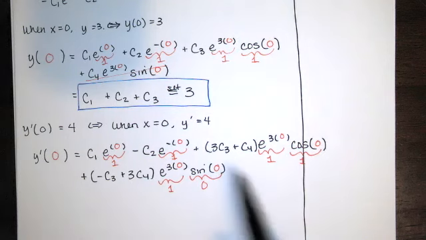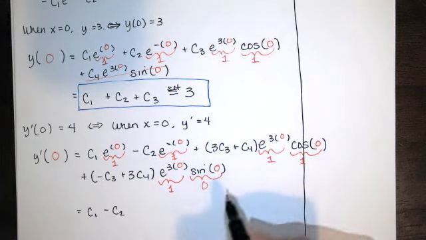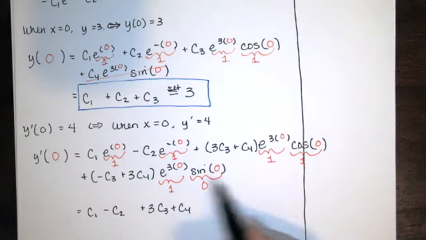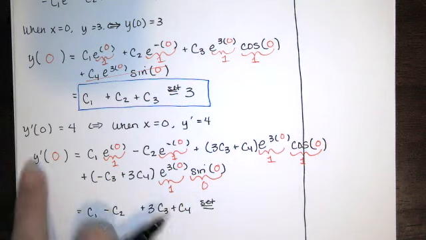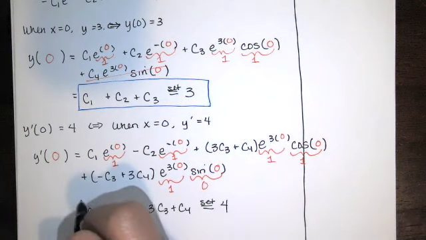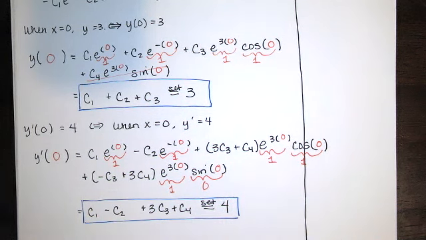So if we evaluate this y prime at 0, we get c1 times 1 minus c2 times 1. And then this is 3c3 plus c4 times 1. And then we've got something times 0, which is, of course, 0. We're going to set that equal to whatever they told us that y prime of 0 was. That was 4. That's our second equation. So I've got 2 equations with 4 unknowns so far. And to get the other 2 equations, we need to use the other 2 initial conditions.